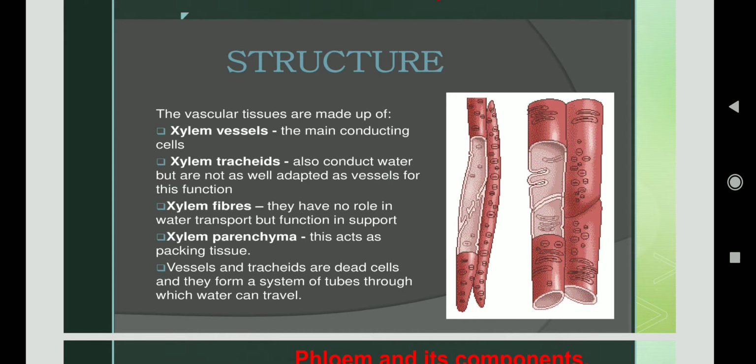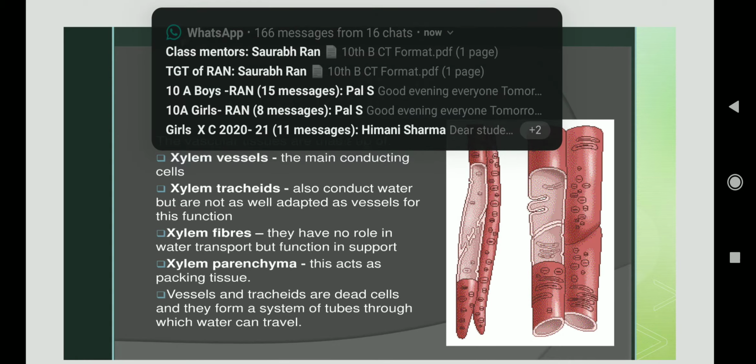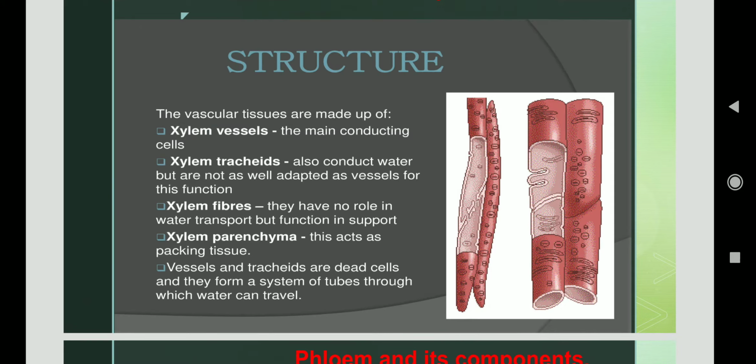Their cell walls are very thick and lignified. Lignified means they are covered with lignin. Lignin is a cement-type material which makes the cell wall hard and strong, right? The unthickened part of the tracheids provides a space for the movement of water from one tracheid to another tracheid, right, class? Then vessels, I told you, are also dead cells but the main conducting cells, right?